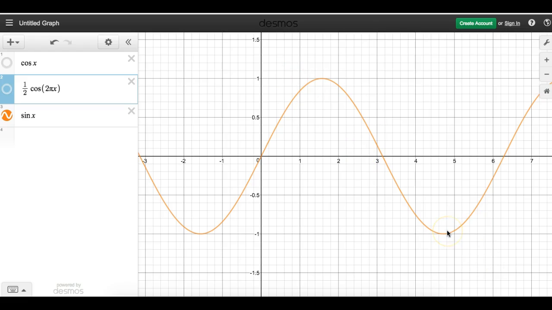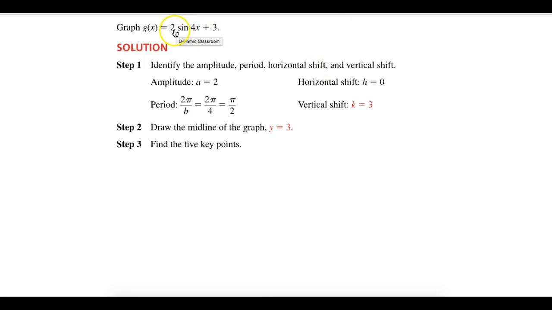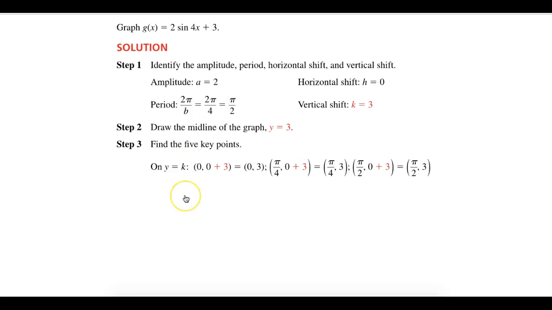Now, these are the x-intercepts, but remember, when we're shifting our graph up or down, they're not actually going to be the x-intercepts. They're going to be the 3 points that our graph crosses the midline. So what we're going to do is, if you remember, our 3 key points are at the start of our period, the end of our period, and the midpoint of our period. Okay, so start, end, and midpoint.